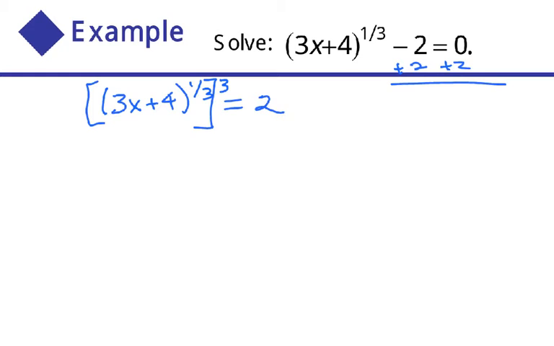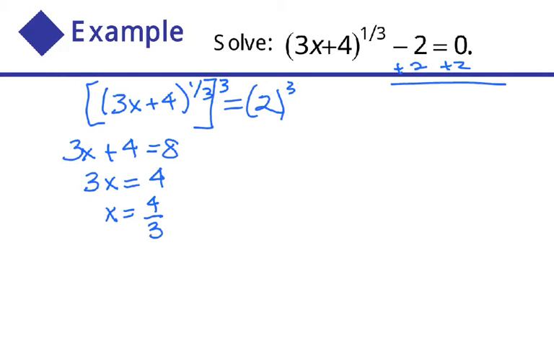Remember, the 3, if we had changed this to a radical expression, which we very well could have, and if you're more comfortable doing it that way, feel free to. This would have been the index, and we're always going to raise it to the power that is the same as the index. So that means we'll raise this to the third power. So we'll get 3x plus 4 equals 8. 3x equals 4, and x equals 4/3.